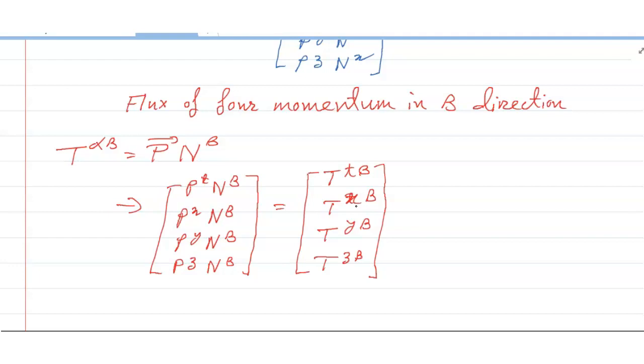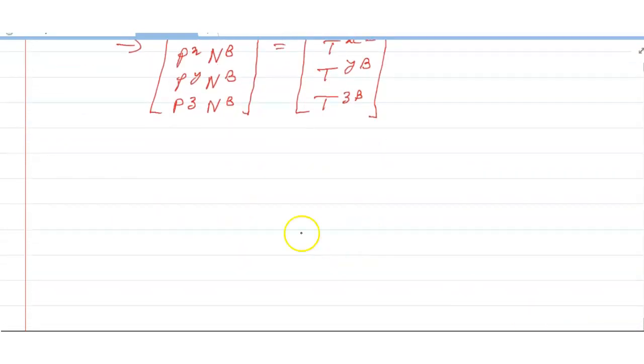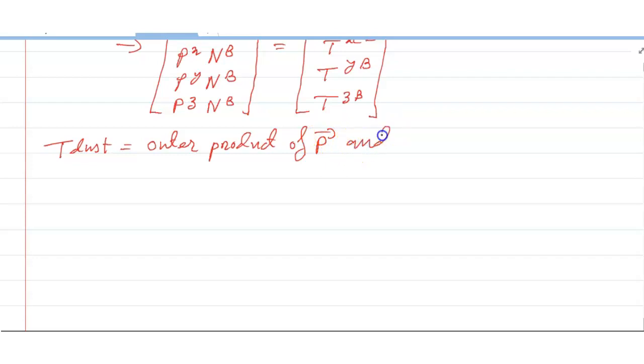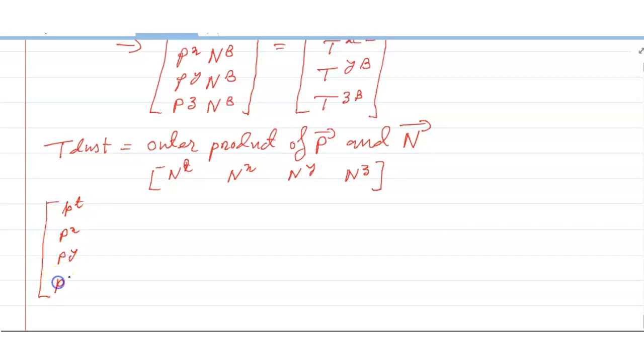So friends, you just see the T alpha beta can be represented in this way. T beta alpha, and T alpha beta, T similarly I can express as x and y and z. So friends, you can write T dust is equal to the outer product of P and capital N. So you can write this way: this is the row nt nx ny nz, and this way you can write that pt px py and pz.